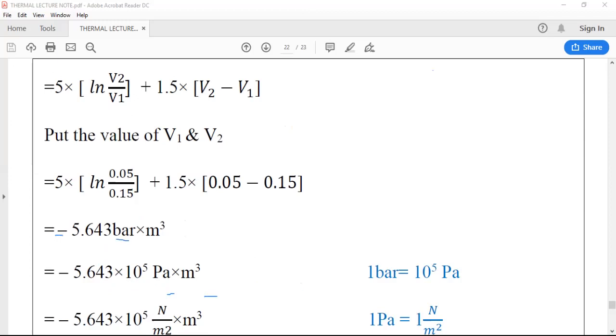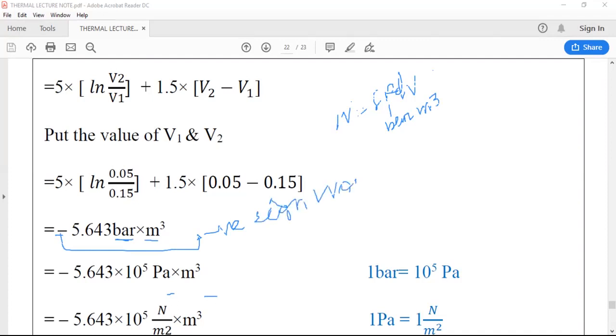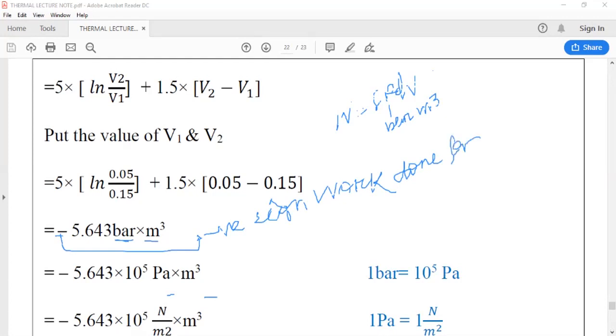Because pressure, we know that W is equal to the integration of PdV. So pressure is given in terms of bar, volume is given in terms of meter cube. So what can I write? The unit is bar into meter cube. So the quantity will become negative. What is this negative sign for? This negative sign denotes that the work is done on the system. Work done on the system.